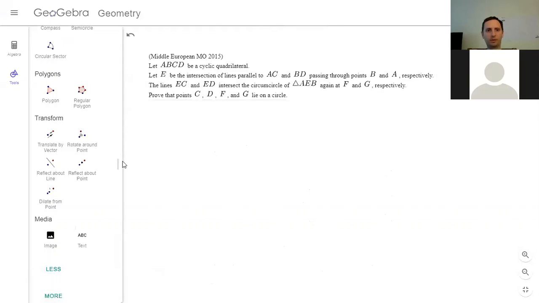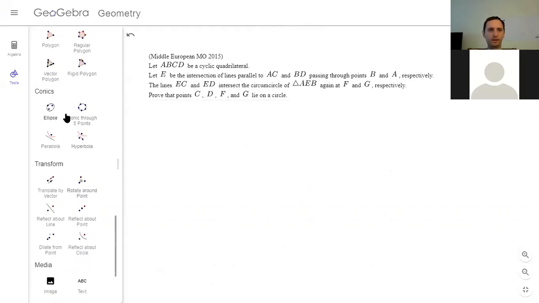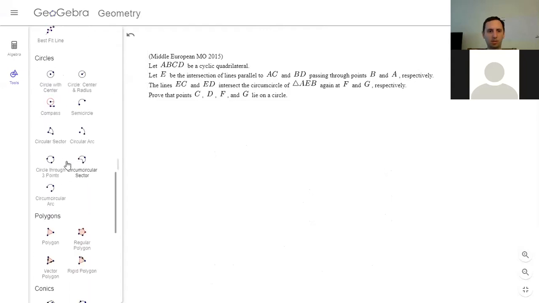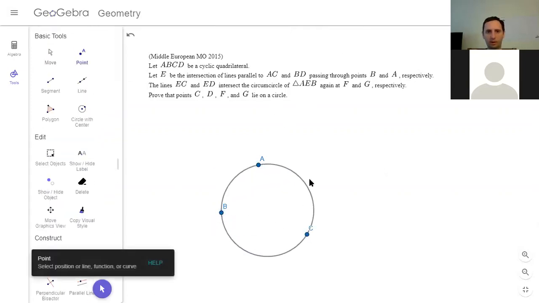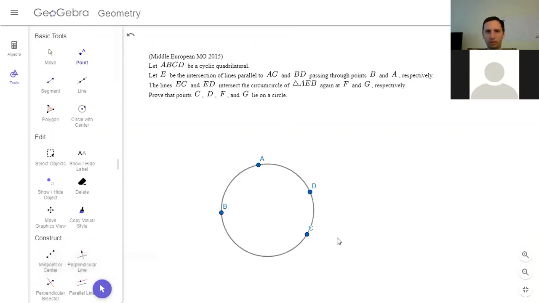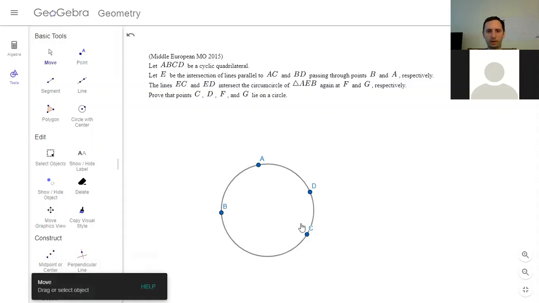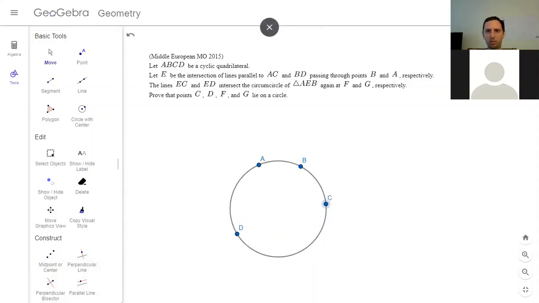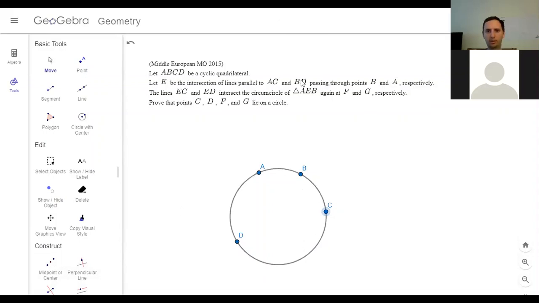We have a cyclic quadrilateral ABCD, and we draw the lines parallel to AC and BD. Let me think about the best way to do this. Let's do it like this. All right, sounds good.